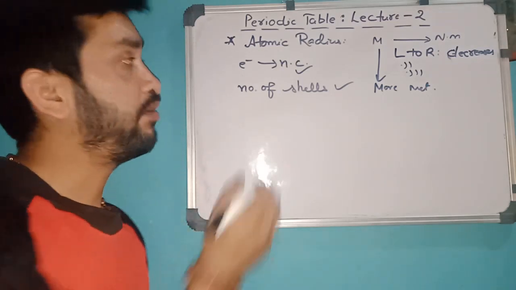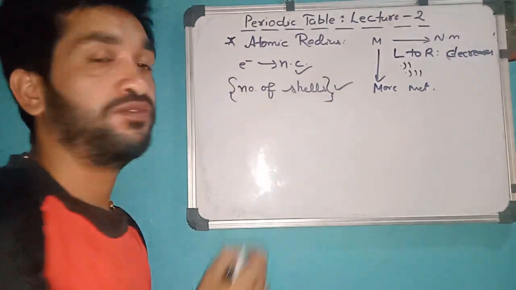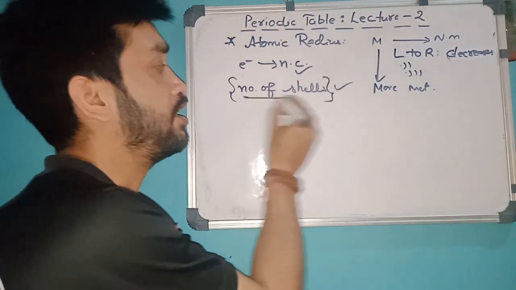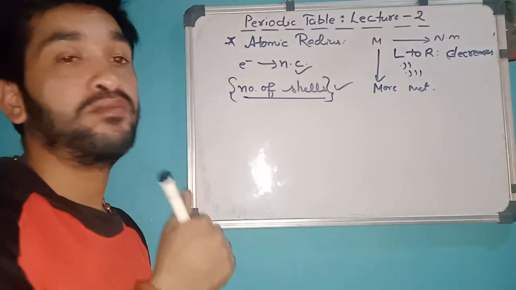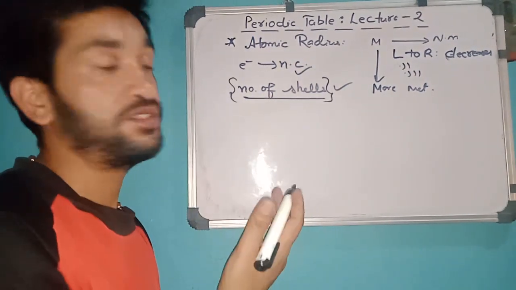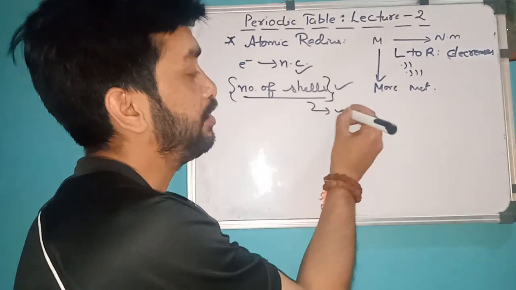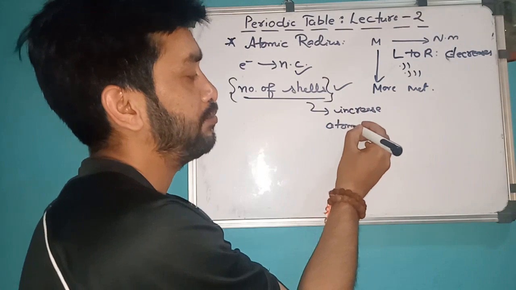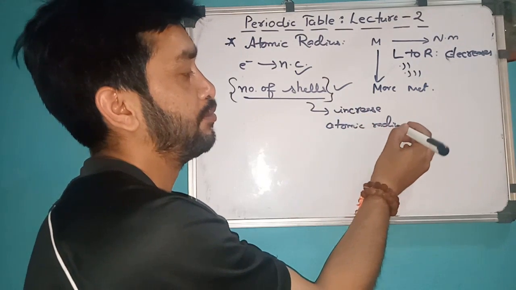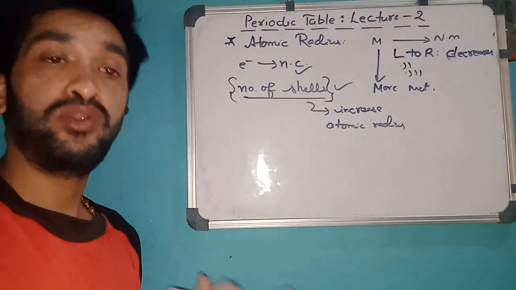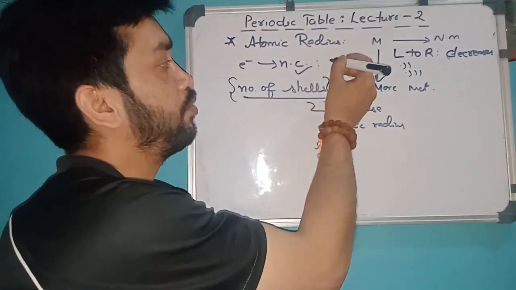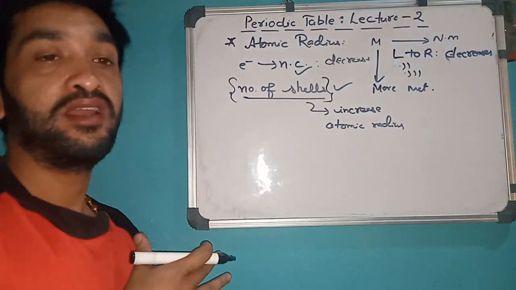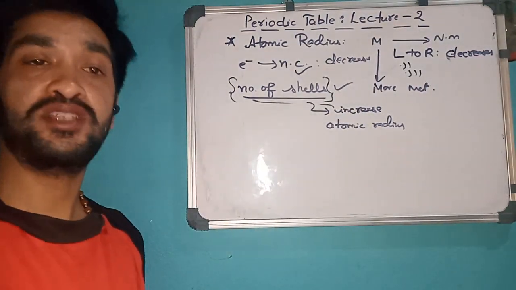The dominating factor here is number of shells. We can simply think that among these two, the strongest factor is number of shells. And what is the tendency of number of shells? What effect will number of shells have? They will increase atomic radius. The number of shells factor wants to increase the radius, nuclear charge wants to decrease the radius, but the winner here is this one. Dominating factor is number of shells.